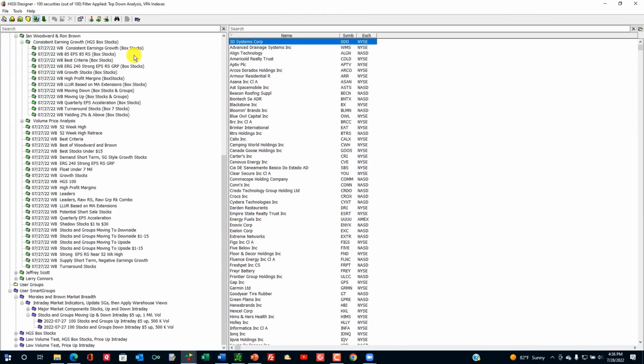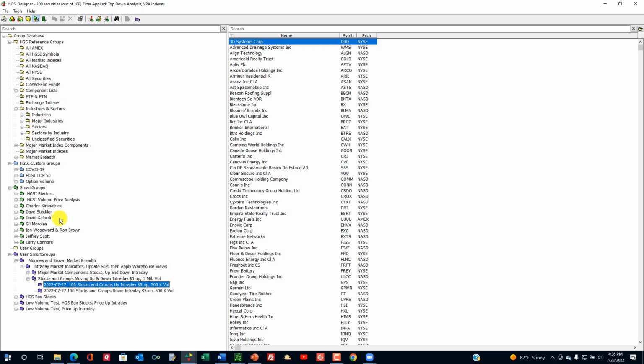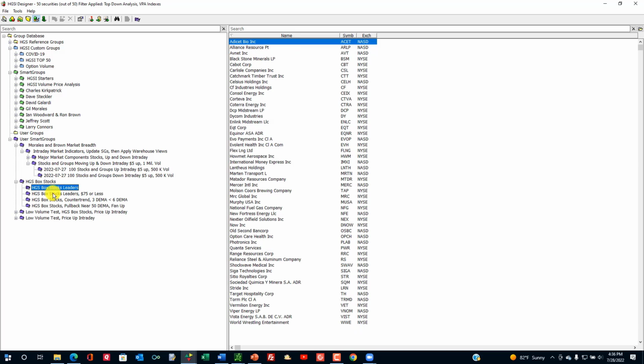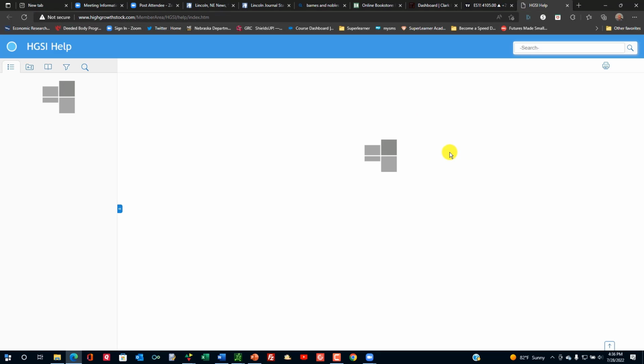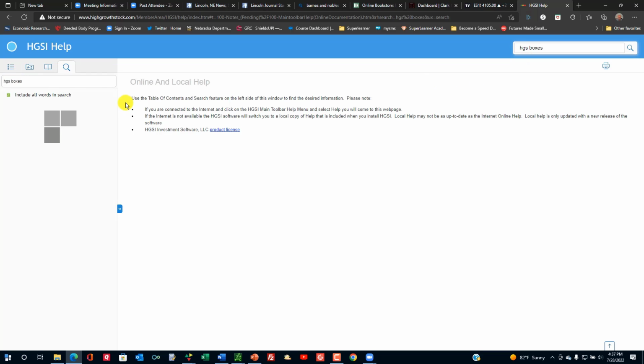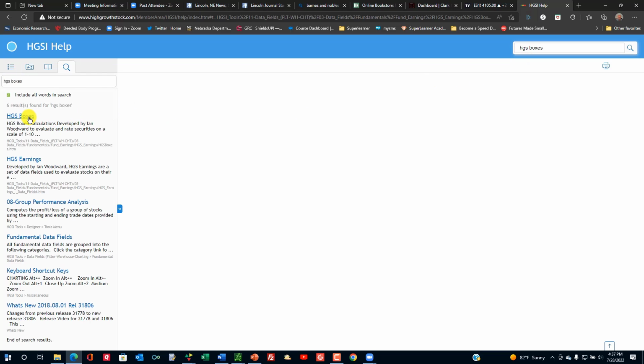But these smart groups give us a quick way to read what's going on both up and down in the market. Now, a couple things I've come up with recently, and this is in the new add-on, HGS box stocks leaders. Now, if you want to know what a box stock is, go to your help menu, table of contents, it'll bring a browser up, HGS boxes. And this is searching, and just go to HGS boxes.